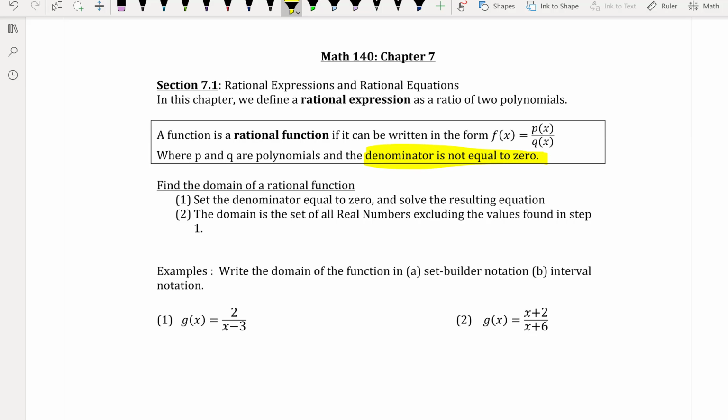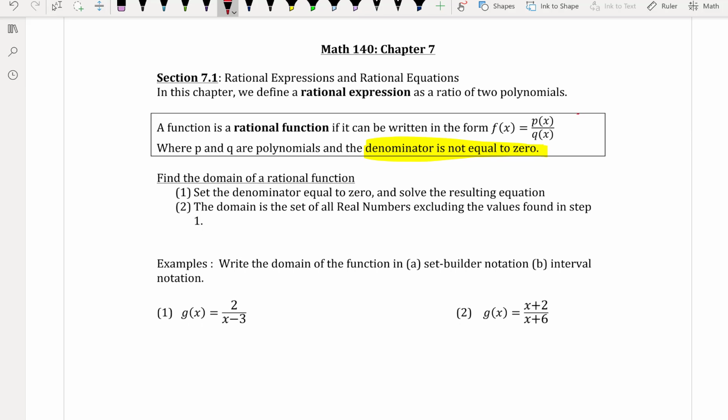So our denominator is not equal to 0. Remember, when the denominator is equal to 0, it gives us something, and we say that it's going to be undefined. Okay, so for example, if I were to have the fraction 5 over 0, that is undefined, or it says error on your calculator.